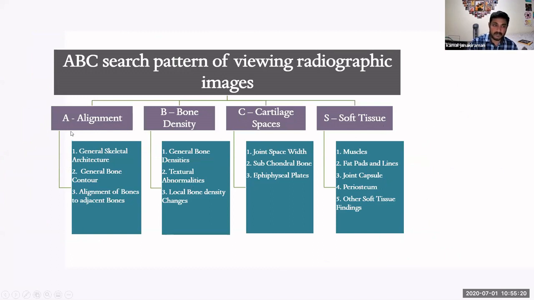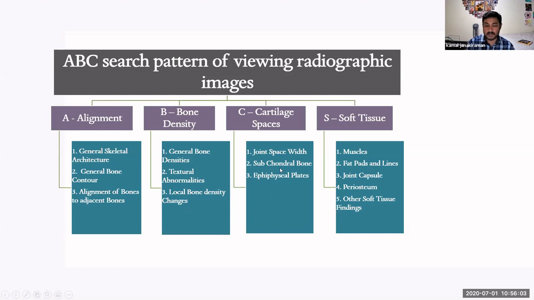So when you get a radiograph in your hand, first look for the alignment. Look for the general skeletal architecture, general bone contour, and the alignment of bones to adjacent bones. For this, you should know the anatomy properly. If you don't know the anatomy properly, then you can't do anything with these ABCs. Okay? To view the radiograph, we should be good at anatomy. So next, B is the bone density. General bone densities, textural abnormalities, and local bone densities. You have to see that. You have to scan one by one. First you scan the alignment part.